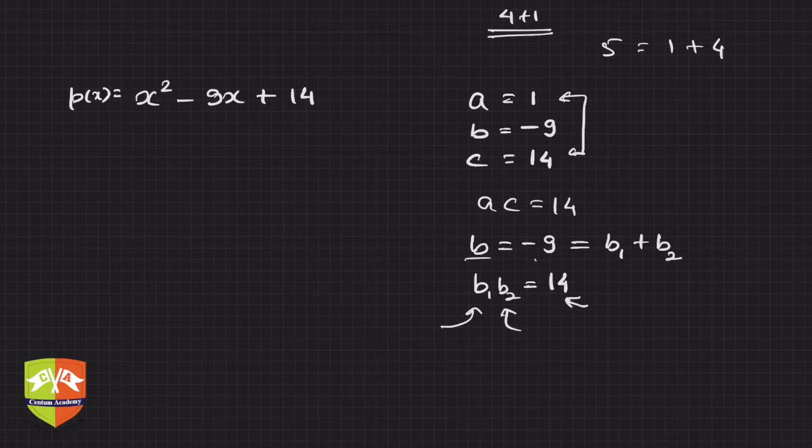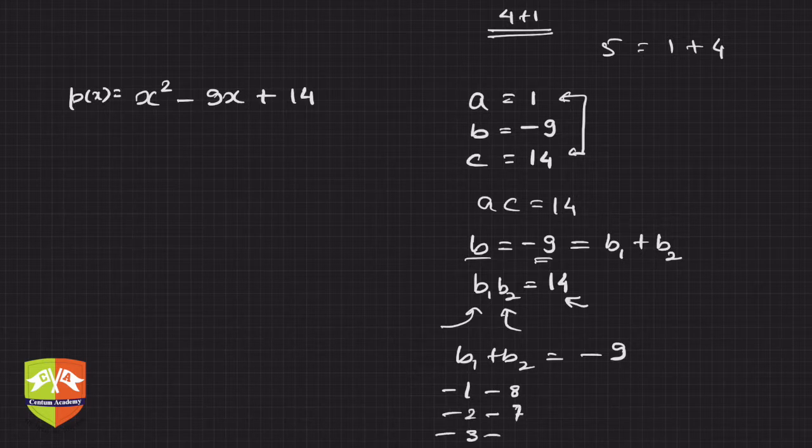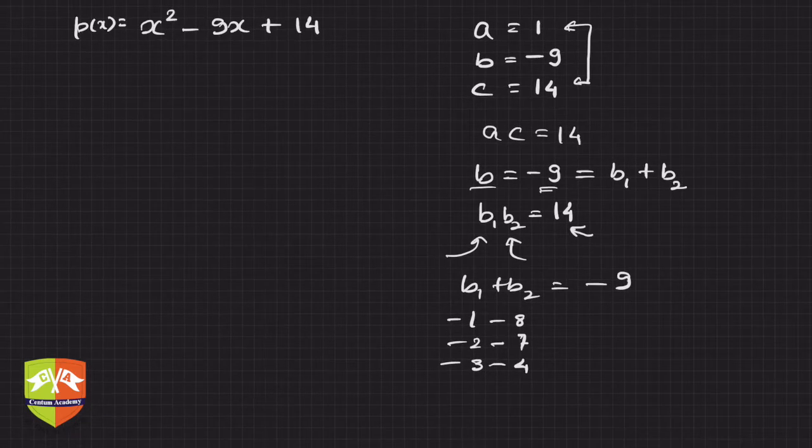Now here b is minus 9, so when you split it, you must have both negative so that the sum is negative, isn't it? So b1 plus b2 is minus 9. What could be the possibilities? Possibilities could be 1 and minus 8, minus 2 and minus 7, minus 3 and minus 6, then minus 4 and minus 5, and then it will repeat, right? You will see minus 5, minus 4, all are repeating.